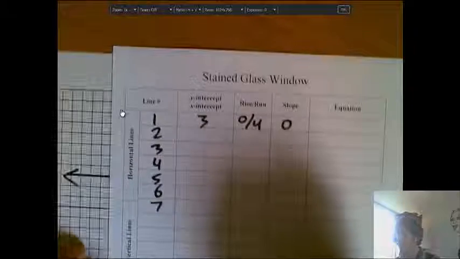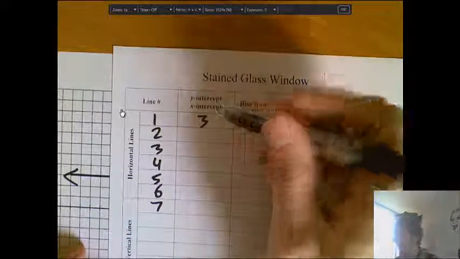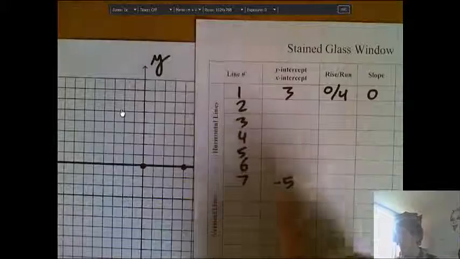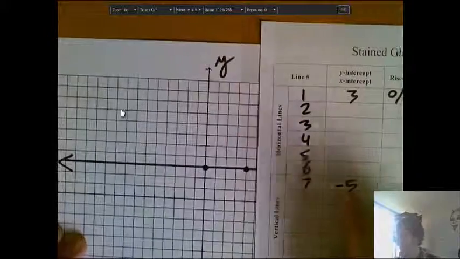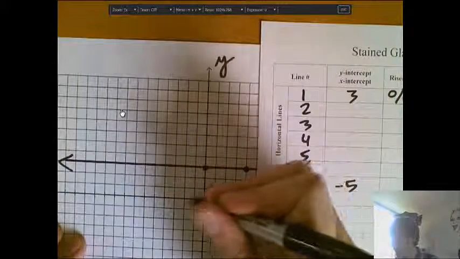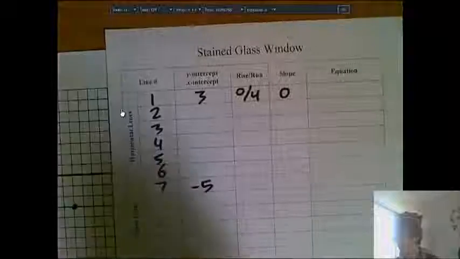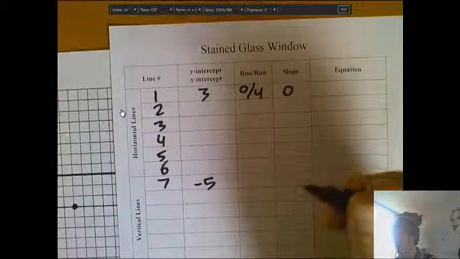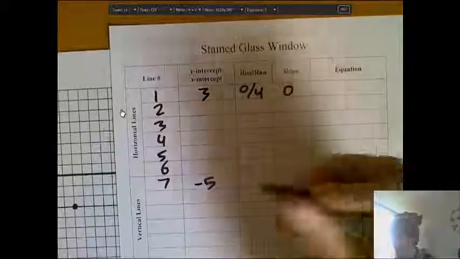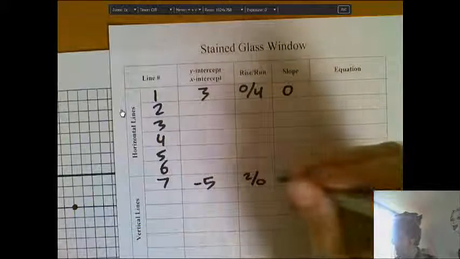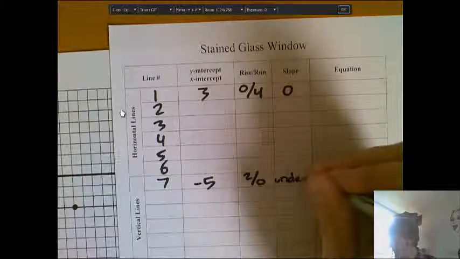My vertical line this time needs to have an x-intercept. And maybe that's going to be at -5. So on my graph, identify an x-intercept of -5. Well, here's 0, -1, -2, -3, -4, and right there is -5. Now, my slope has to be something that is undefined, a vertical line. So maybe a rise of 2 and a run of 0. 2 divided by 0 is undefined.